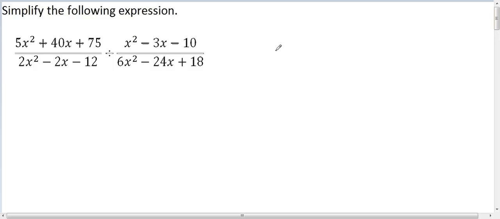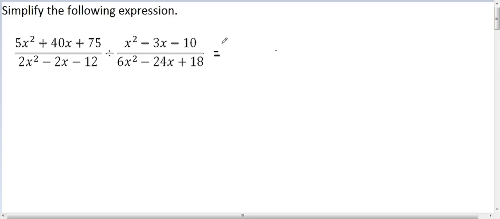We need to simplify the following expression. 5x squared plus 40x plus 75 divided by 2x squared minus 2x minus 12 divided by x squared minus 3x minus 10 divided by 6x squared minus 24x plus 18. So we'll go ahead and take the steps we just described, which will be to change this to a multiplication sign and rewrite this as its reciprocal. But let me also factor out anything we can for each of these four polynomials.